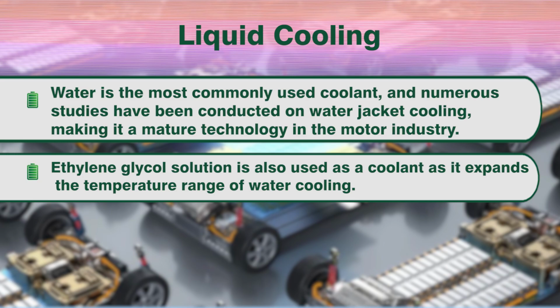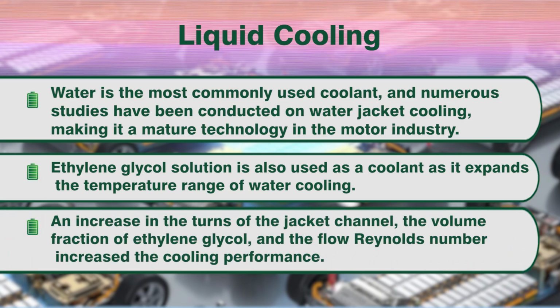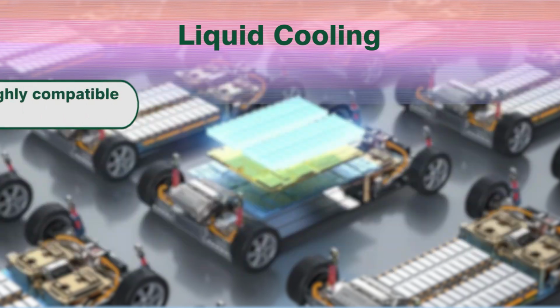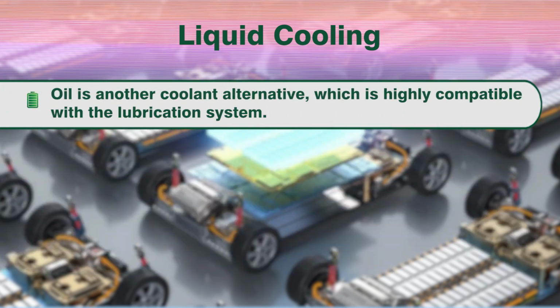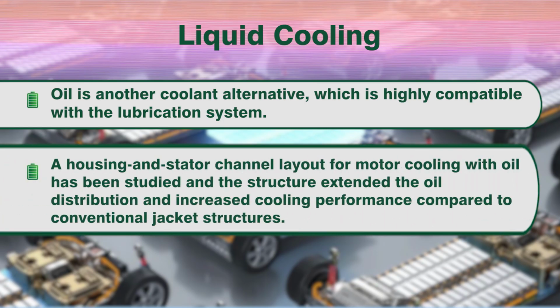Ethylene glycol solution is also used as coolant as it expands the temperature range of water cooling. An increase in the turns of the jacket channel, the volume fraction of the ethylene glycol and the flow Reynolds number increased the cooling performance. Oil is another coolant alternative which is highly compatible with the lubrication system. A housing and stator channel layout for motor cooling with oil has been studied and the structure extended the oil distribution and increased cooling performance compared to conventional jacket structures.